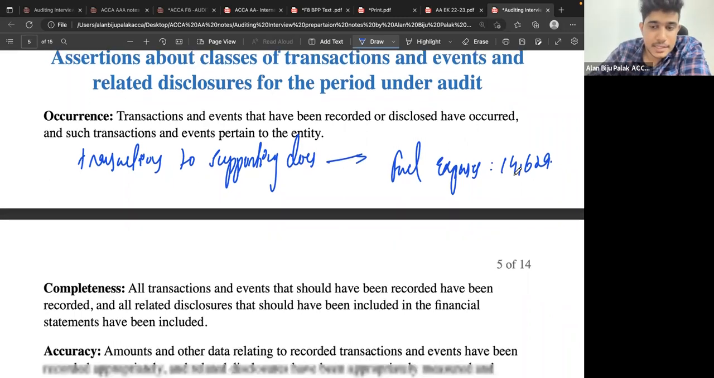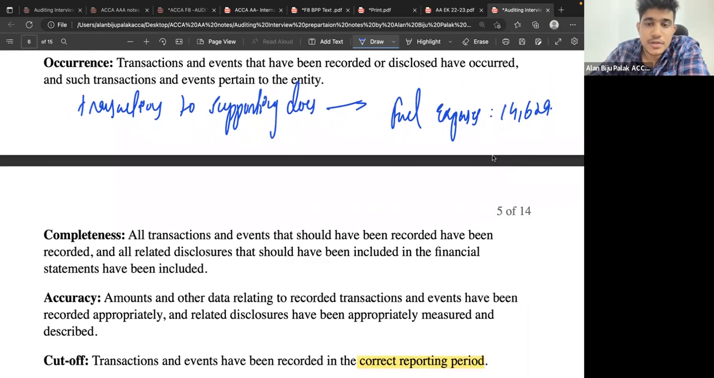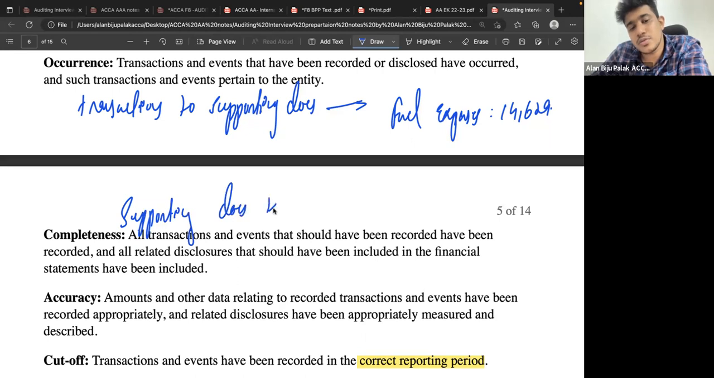Okay. Next, we need to confirm whether the transactions are completely recorded. So, fuel expense completely recorded. To confirm completeness, we need to trace supporting documents to transactions. So how can we confirm that? We can agree a sample of purchase orders to the purchase ledger in order to confirm that all the transactions are completely recorded. Understood?